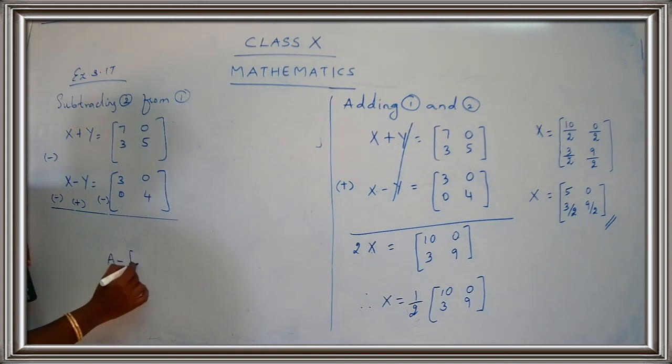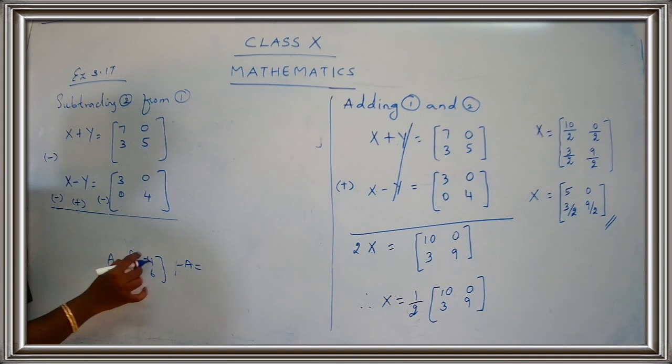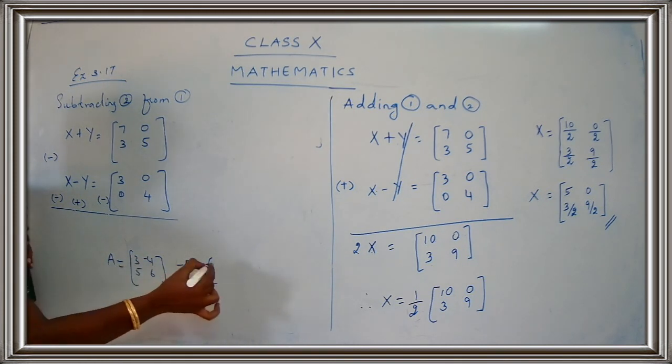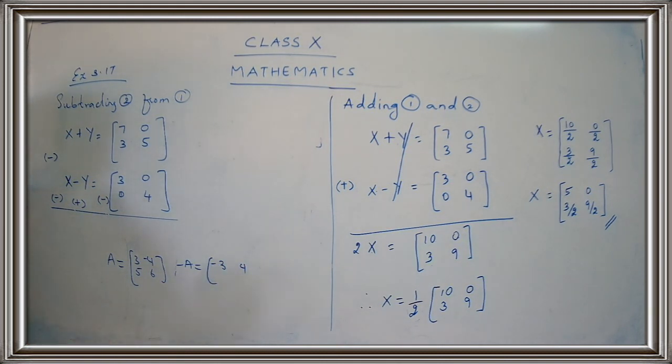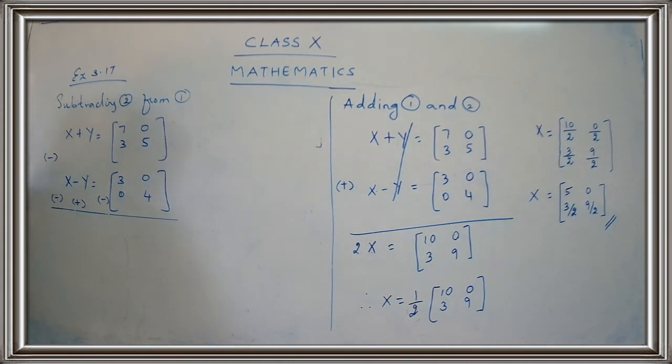So if A was given to you, suppose A is 3, 4, 5, 6, what will be minus of A? Yeah, you have to just change the sign. If you have a positive element, it turns negative. If you have a negative element, it turns positive. So you have to be very careful when you find the negative of the matrix. Negative means you have to change the sign of the element. The positive element changes to negative and the negative element changes to positive. Okay, children? So we have just changed the sign. Wherever the sign was to be changed, we have changed it.